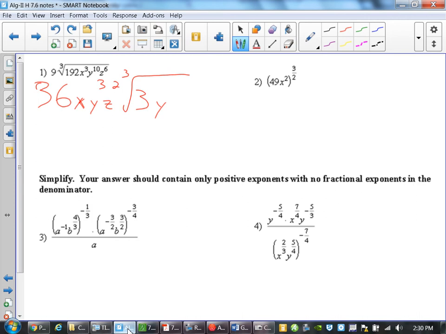When it goes to the fractional exponents, start thinking about, okay, 49x squared to the 3 halves is, what's the square root of 49x squared? Cubed. So you get 7x. So it's 49 times 7, it's going to end in a 3.